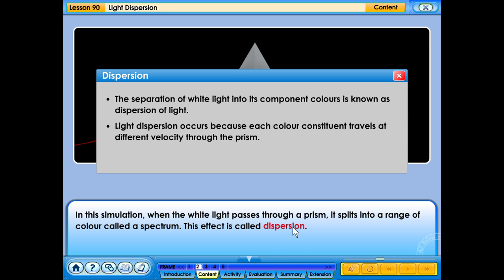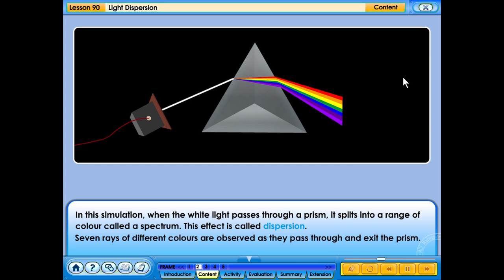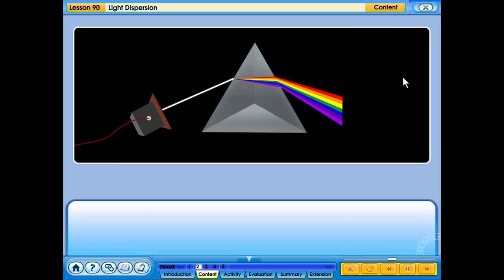Light dispersion occurs because each color constituent travels at different velocity through the prism. Therefore, the colored lights are refracted at different angles. Seven rays of different colors are observed as they pass through and exit the prism. The result shows us that the white light consists of different colors.